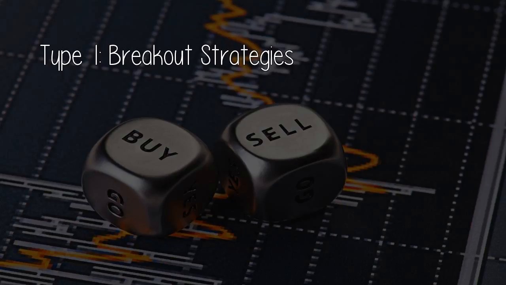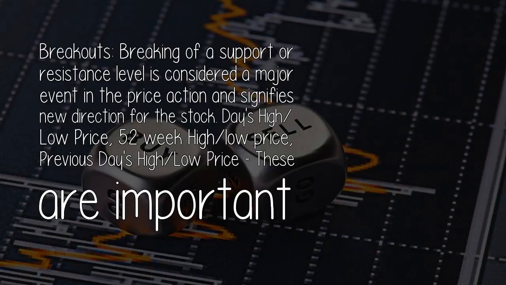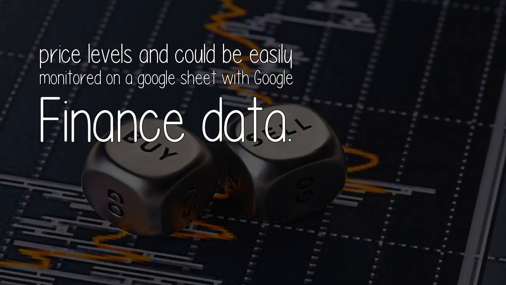Type 1, breakout strategies. Breakouts, the breaking of a support or resistance level, are considered a major event in price action and signify a new direction for the stock. The day's high/low price, 52-week high/low price, and previous day's high/low price are important price levels and could be easily monitored on a Google Sheet with Google Finance data.